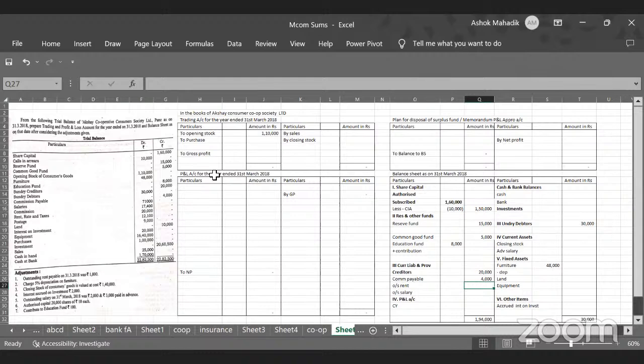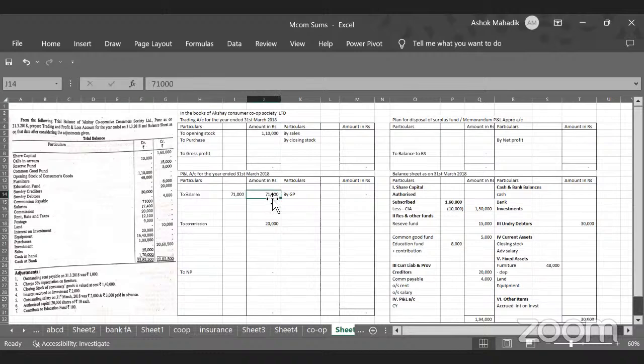Next is salaries 71,000. Two adjustments are there on salaries, so we have to leave sufficient lines. To commission 20,000. I'll write salaries in inner column.